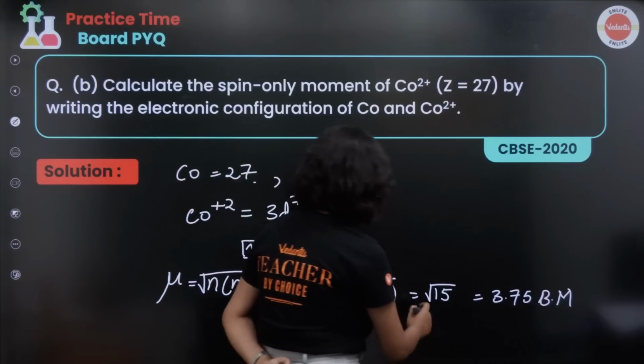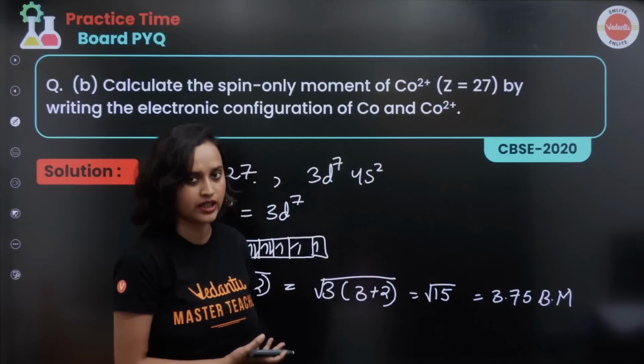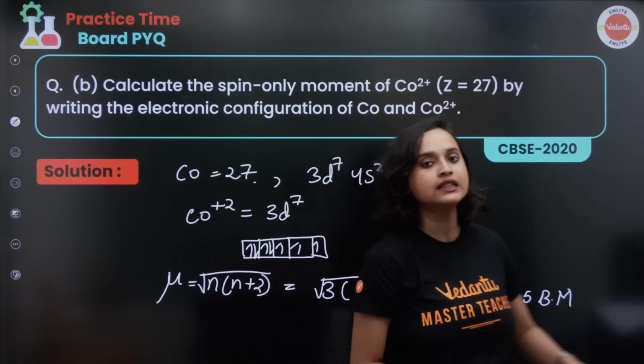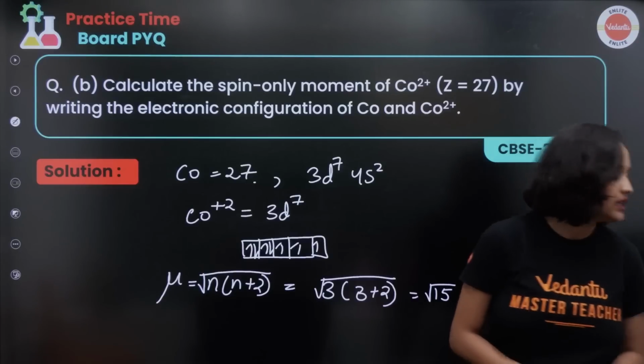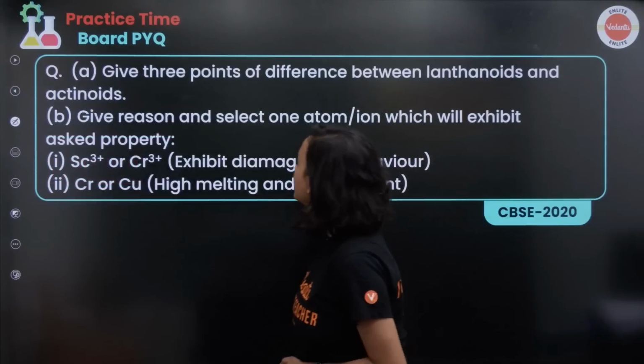I don't have a calculator, so this is approximate. It can be a little different, but the answer will definitely be 3 point something. Am I clear? Moving on.